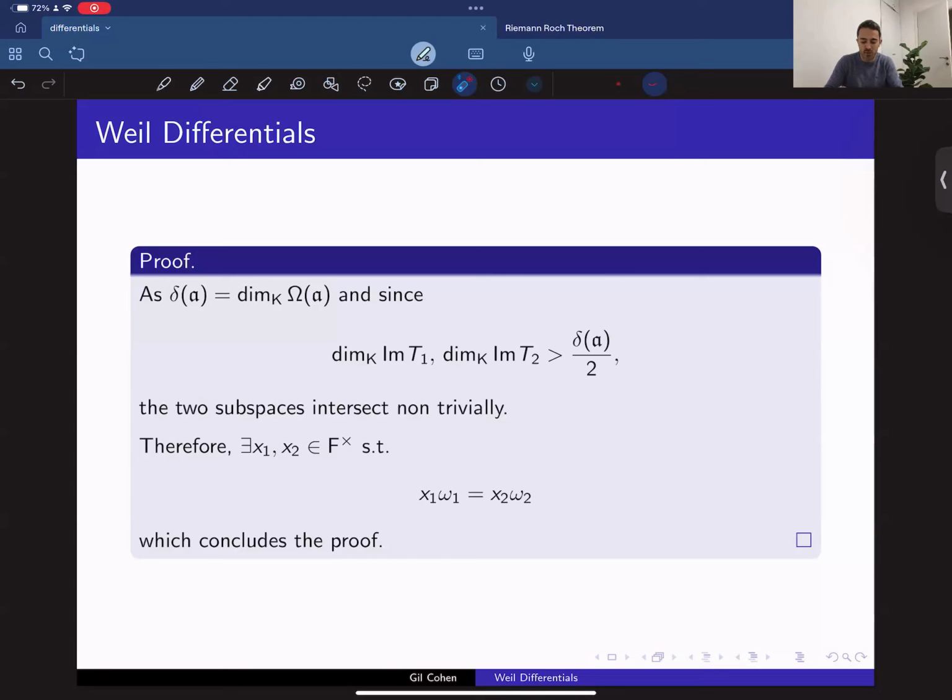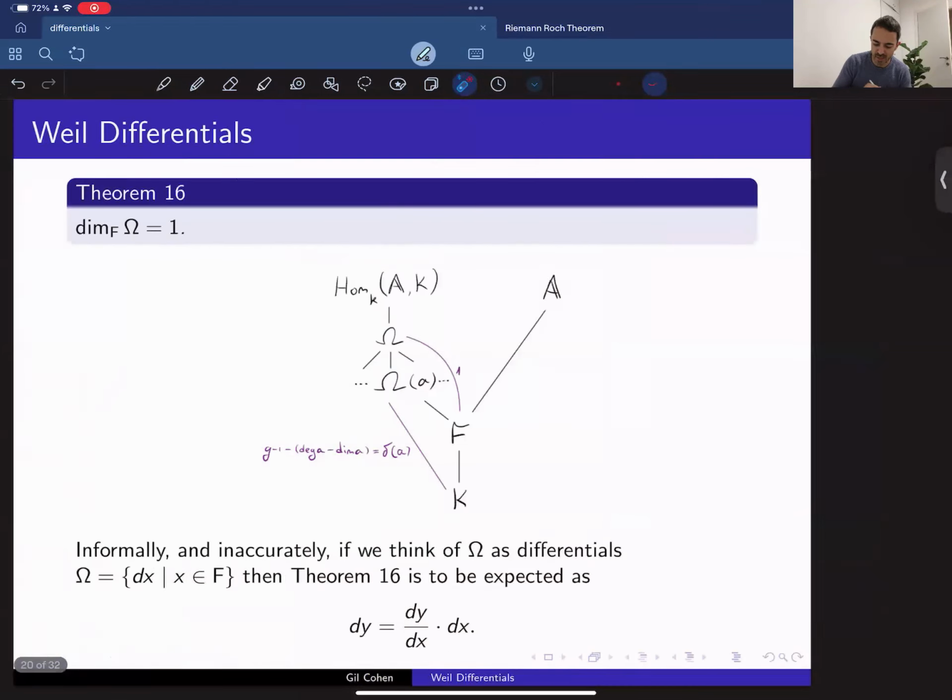So what does it mean? It means that there is, like, a kind of pigeonhole principle. There are x1 and x2, non-zero functions, so that x1 omega 1 is x2 omega 2, right? Because there is a point in omega of A that is attained from both of them. So there is some product of omega 1, and some way to map omega 2 to get to the same differential. So x1 omega 1 equals x2 omega 2, which concludes the proof, right? We wanted to prove that there is an x; you can divide by x2, and then you get that omega 2 is some function, x1 over x2, times omega 1. Yeah, so that's about it.